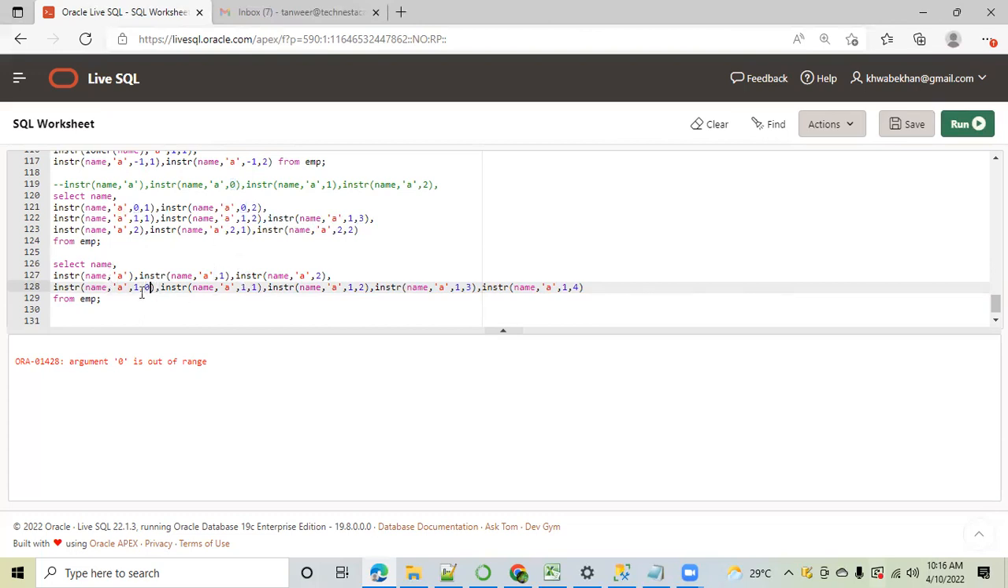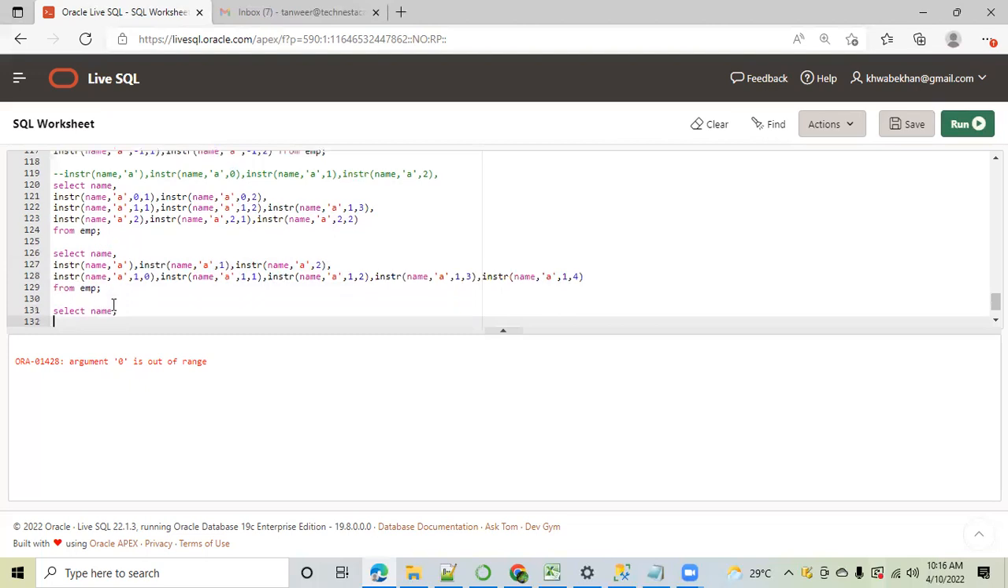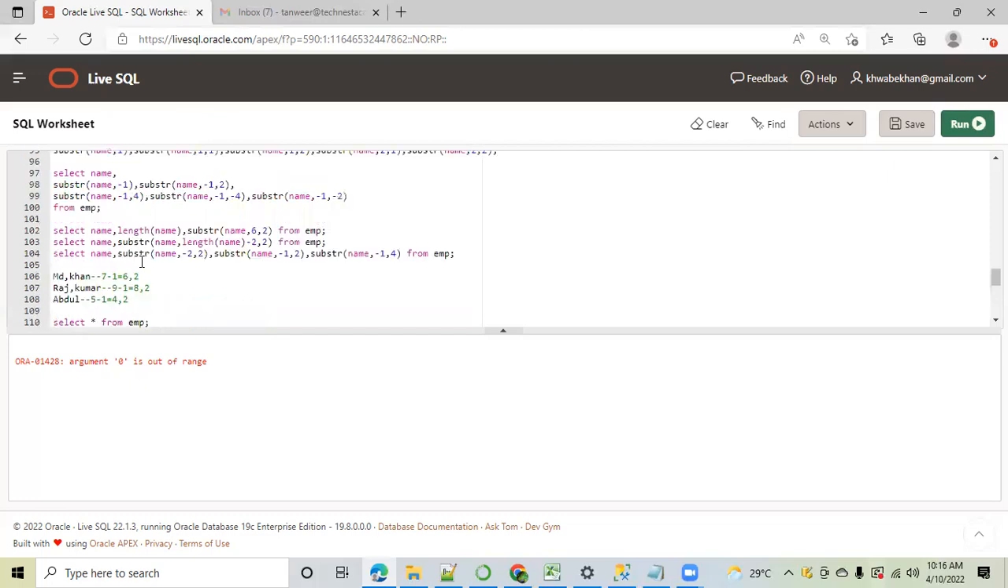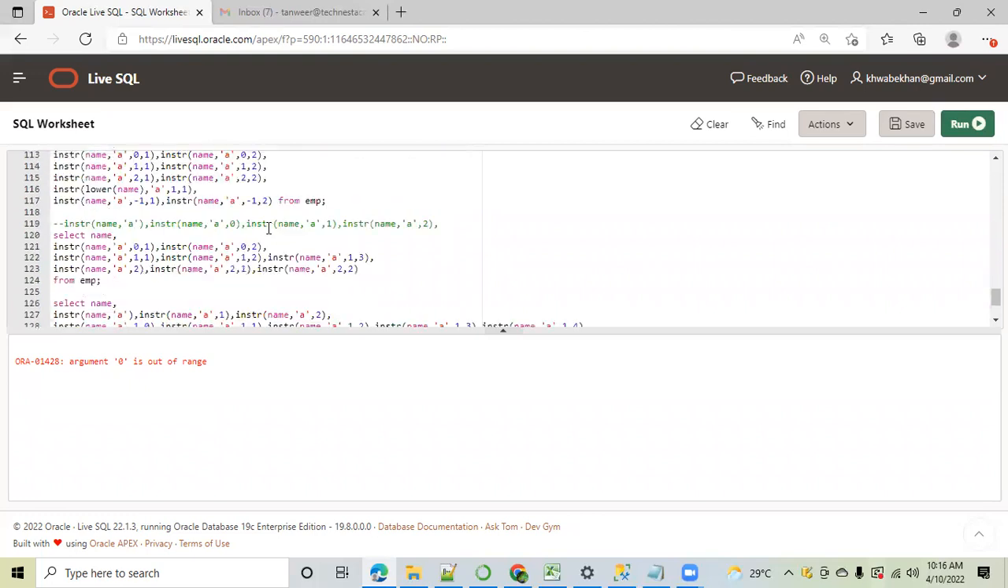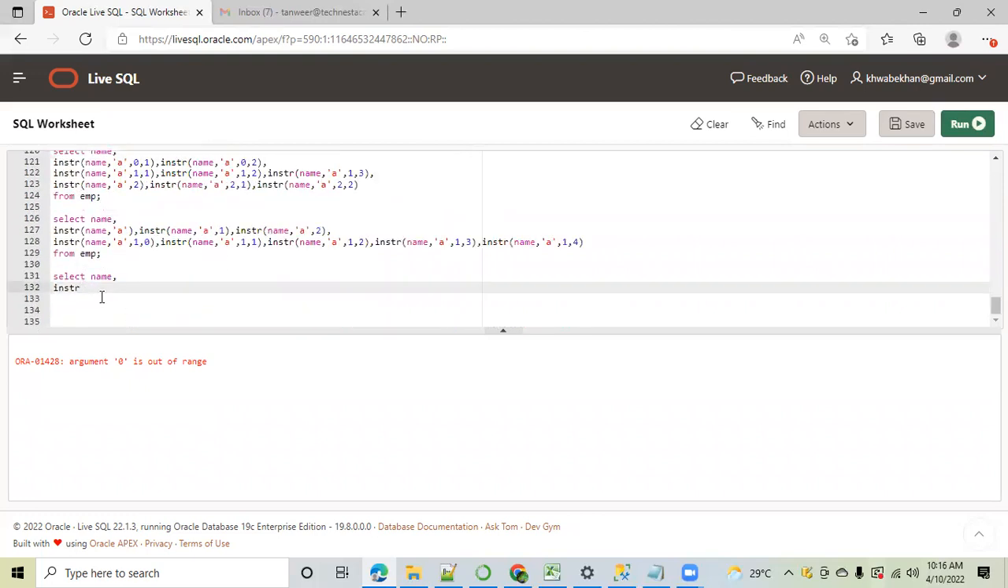Okay, except the third argument. Any questions so far in all these examples? Clear to everyone? Because if it is clear, then I will proceed with the third argument now. Okay, no response. I will say that you all have understood this. Select now name, comma, and string. This substring was clear, no? The substring we were studying was clear, because we will always use substring and string together. Okay.